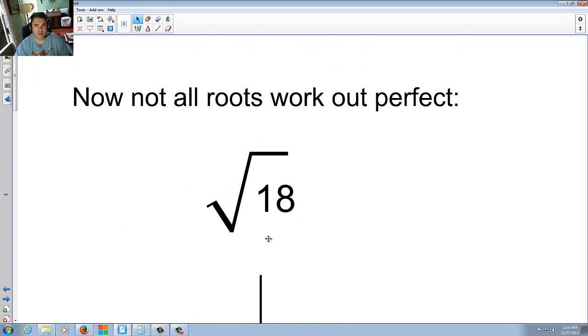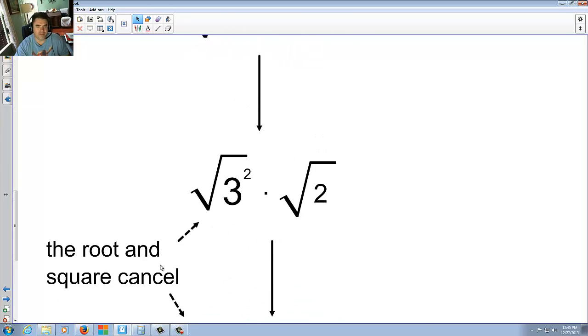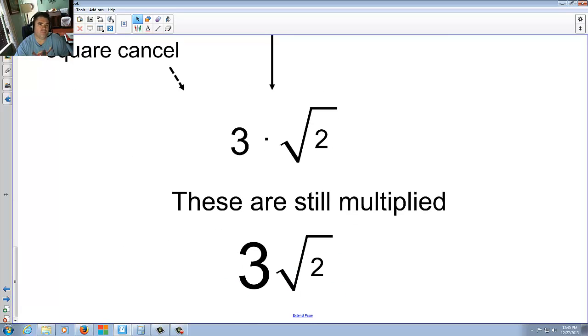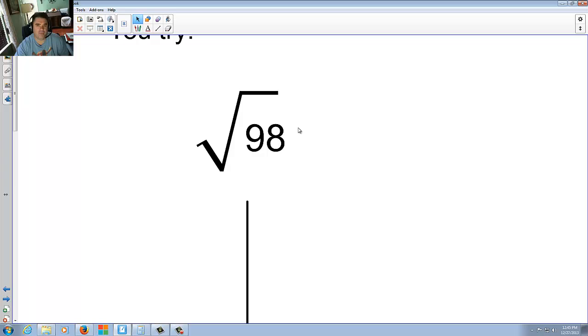Once again, let's backtrack here. 18 breaks down to 9 and 2. So root of 9 times root of 2. Root of 9 becomes a 3. 3 gets to go on the outside, leaving the 2 left alone on the inside. And that's how you do it. You try, go ahead. Let's see how you did.